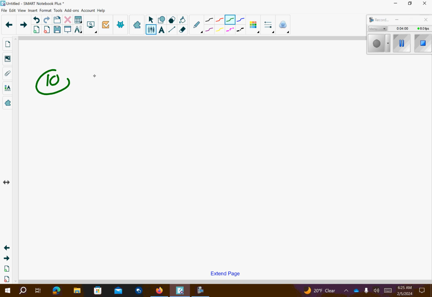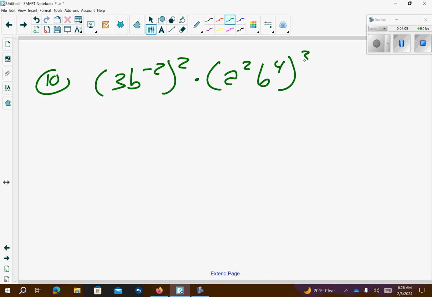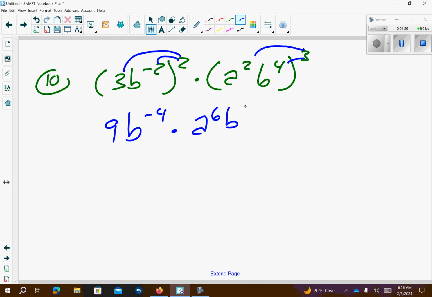Number 10: 3b to the negative 2, squared, times a squared b to the fourth, raised to the third. Let's not worry about the negative exponent yet. Let's bring this in. That's 3 squared, which is 9, because 3 times 3 is 9. Multiply those, so I get b to the negative fourth. That might have to move down eventually, but let's not worry about it yet. That's a to the sixth, because 2 times 3 is 6. That is b to the 12th.